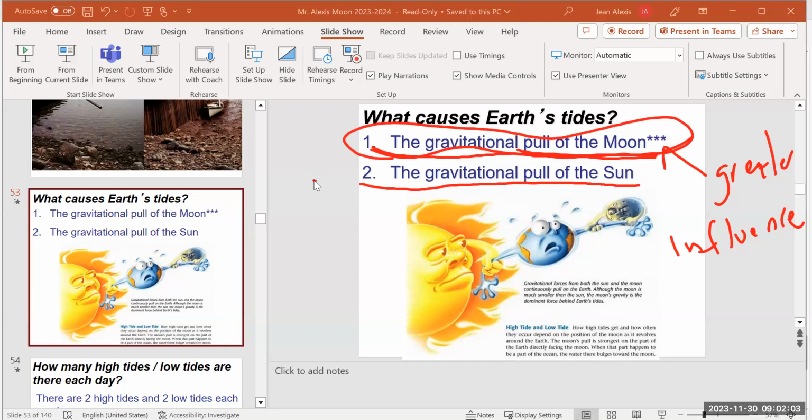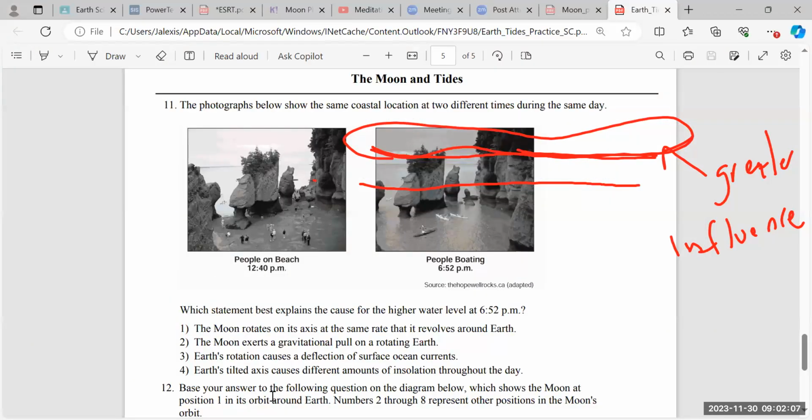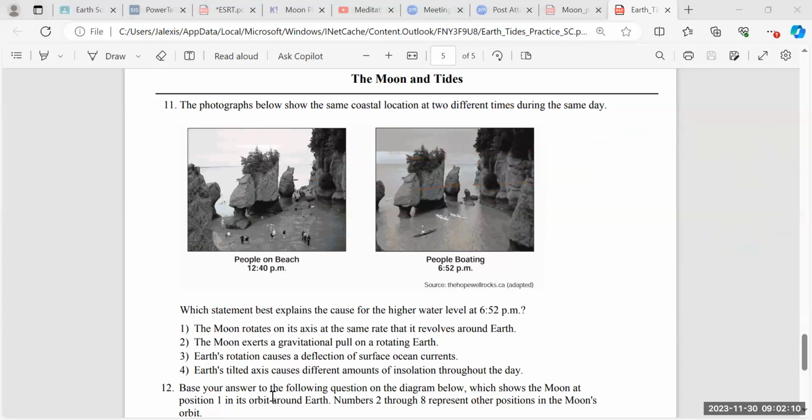So which option shows where the moon's gravitational pull is the reason for us having these very high tides and low tides, the increasing and decreasing of water level? The correct answer is choice 2. The moon exerts a gravitational pull on a rotating Earth. And that's the reason why we have 2 different tides throughout the day.